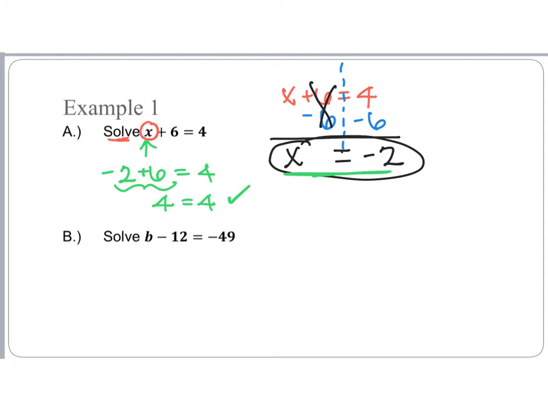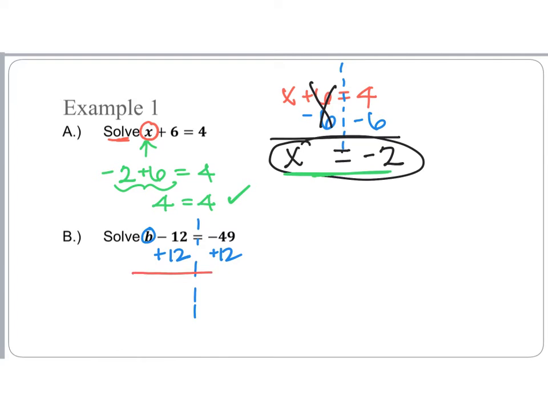So for part B, we have b minus 12 equals negative 49. Again, I'm going to treat that equal sign as kind of like the center of my balance there. And in order to get b by itself, because I have to solve, I have to undo the rest of the stuff. Well, in this case, subtracting 12, to undo that, I'm going to have to add 12 to both sides. So if I add it to the left of the equal sign, I must also add it to the right of the equal sign.